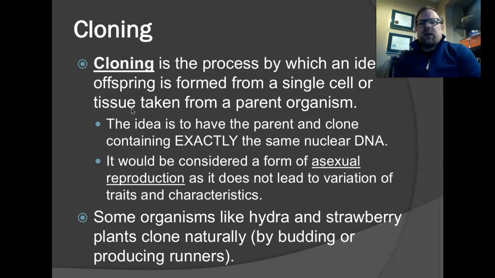And cloning is the process by which an identical offspring is formed from a single cell or tissue taken from a parent organism. We don't do this as humans. We reproduce sexually, which means that there's the union of a sperm and an egg, and those are haploid cells or gametes that come together. But the idea here in cloning is to have the parent and clone containing exactly the same nuclear DNA. They look basically identical, or they should. And this is going to be considered a form of asexual reproduction because it does not lead to a variation of traits or characteristics. Some organisms naturally do this.